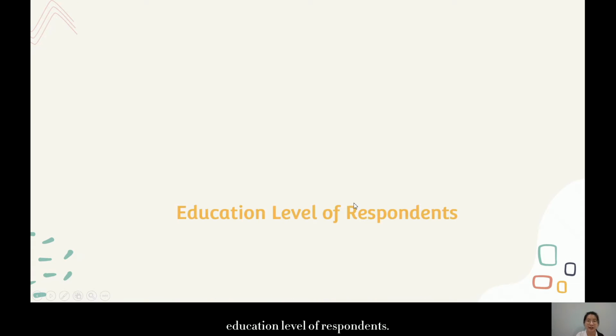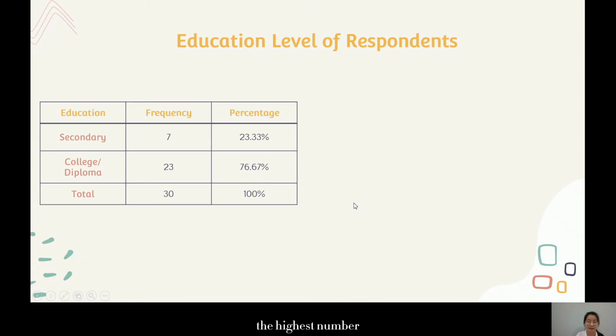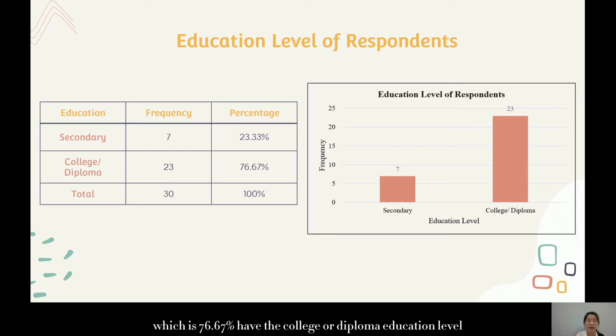Let us continue look at education level of respondent. The chart above shows that the highest number of the respondent, 23 respondent, which is 76.67%, have the college or diploma education level. There are 7 respondent, which is 23.33%, are secondary.